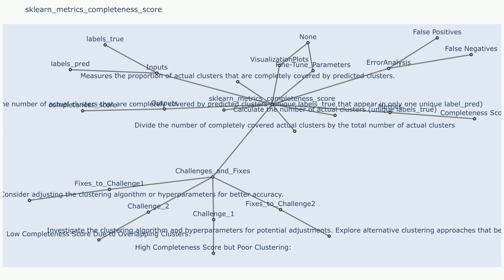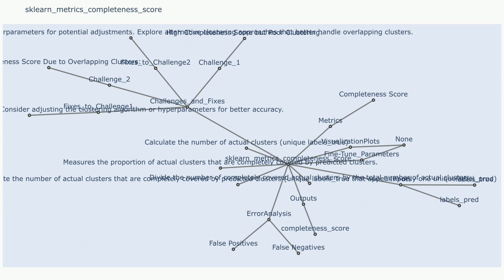Inputs: labels_true, the ground truth labels for the data. labels_pred, the predicted labels from the clustering algorithm. Outputs: completeness score, a float value between 0 and 1.0, representing the completeness of the clustering.